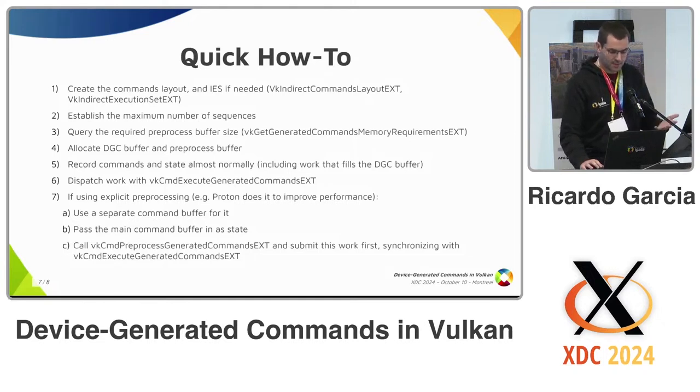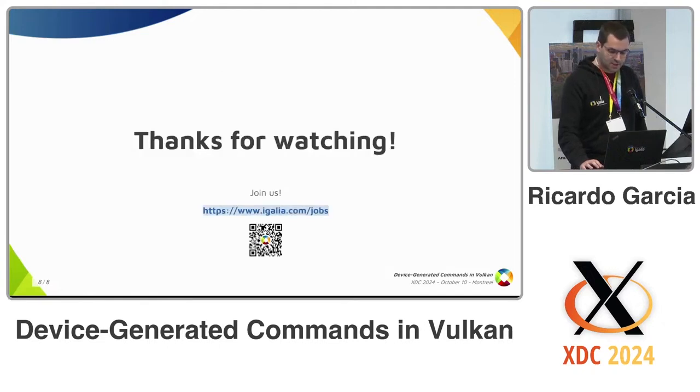Then you follow by recording the regular command buffer normally, and you specify the state you will use for DGC in advance. This also probably includes some commands that dispatch work that fill the DGC buffer somehow. And finally, you dispatch the indirect work by calling vkCmdExecuteGeneratedCommands. Note that you will probably need a barrier to synchronize the previous writes of the DGC buffer with indirect command reads. And you can also do explicit pre-processing, but I won't go into any detail here. And that's it. Thanks for watching.